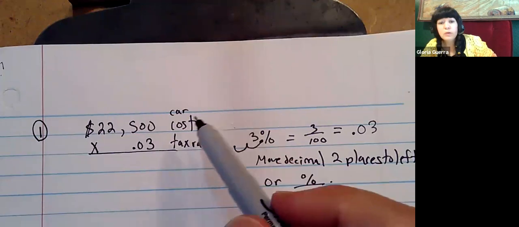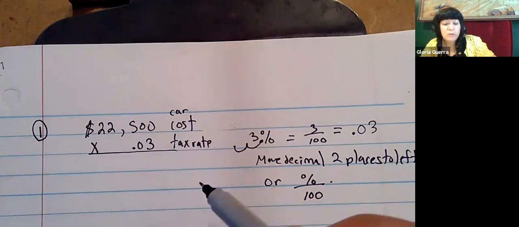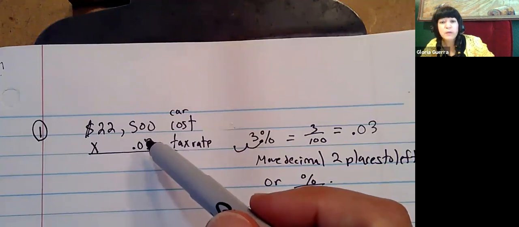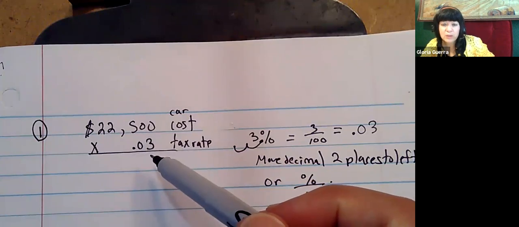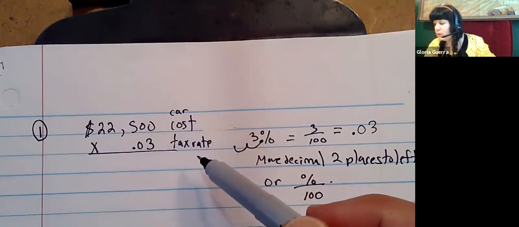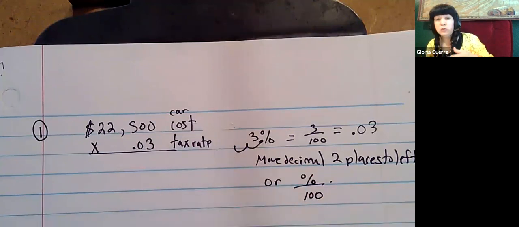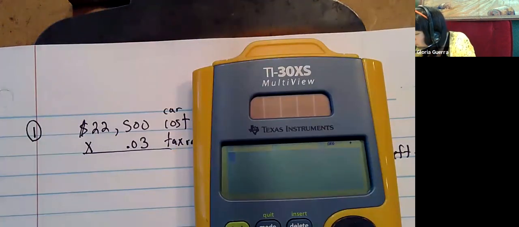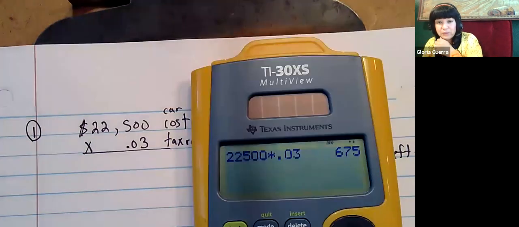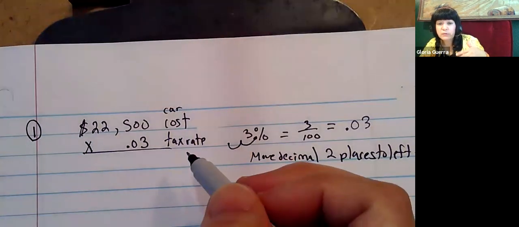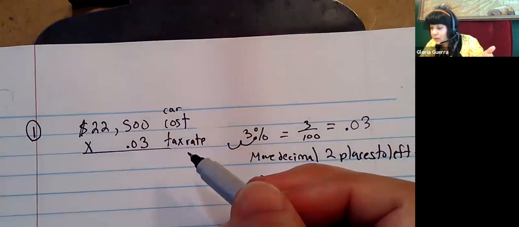So if you were doing this problem, you will have a problem like this on your test. What you need to show on your paper for full credit is just showing me that you're taking 22,500 times 0.03, and that would be sufficient. You don't have to write, this is the car cost, this is the tax rate, okay? I'm just doing that so the person can understand what values I'm using. So this is 22,500 times 0.03, which gives us $675.